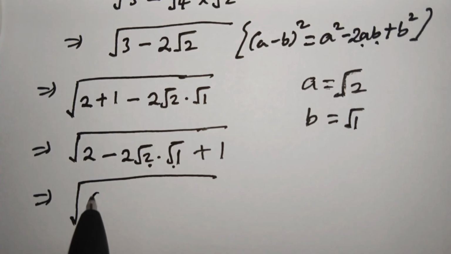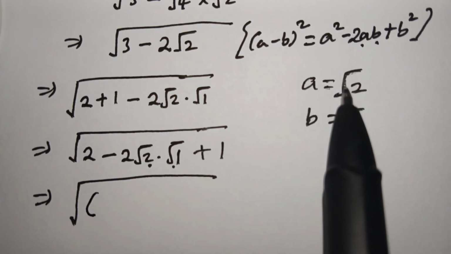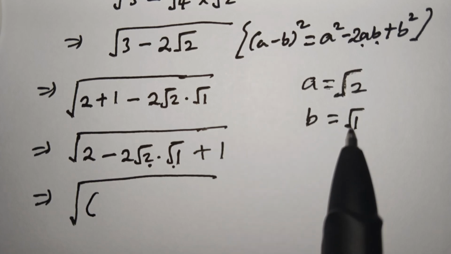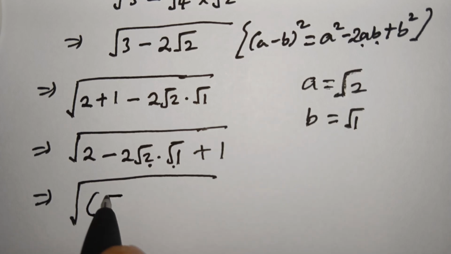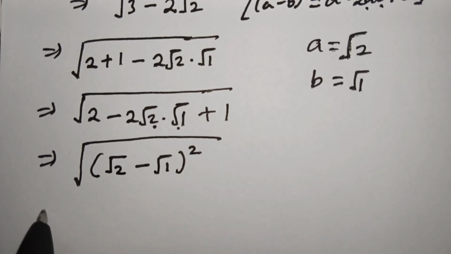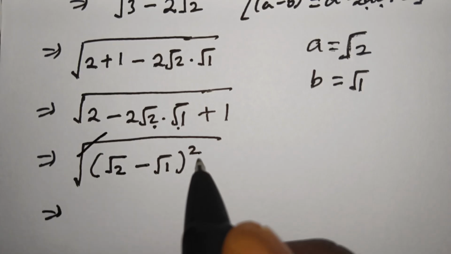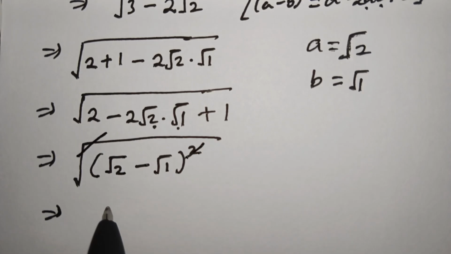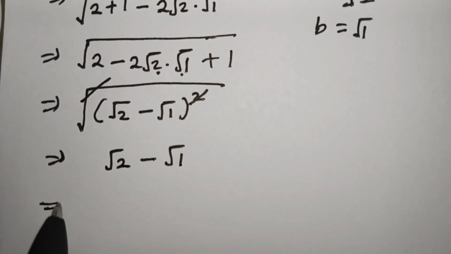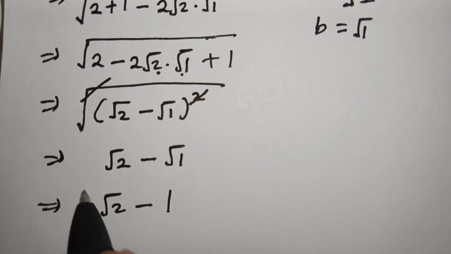So we have open brackets. In place of a now, we write square root of 2, and in place of b, we write square root of 1. So that will be square root of 2 minus square root of 1 all squared. This implies that clearly this bigger square root cancels out this power. We are left with square root of 2 minus square root of 1. This implies that square root of 2 minus what is square root of 1? That is simply 1. This is the required solution.